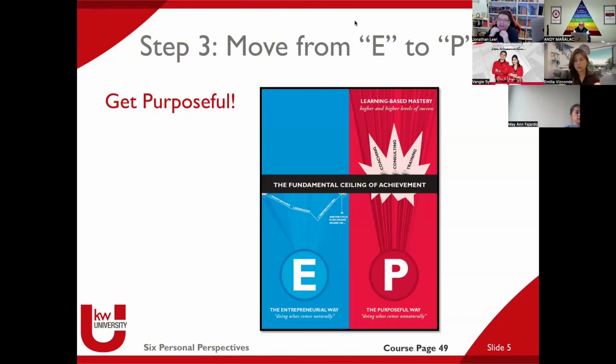And a lot of times it's because we fail to look at how we can be more purposeful. Being purposeful requires us to do things that are unnatural. The entrepreneurial way is doing things that are very natural. Now I know I need to wake up and post my advertisements, and I'll do things that I like to do. The purposeful way is doing things that are unnatural and likely you don't like to do, or don't feel comfortable doing.